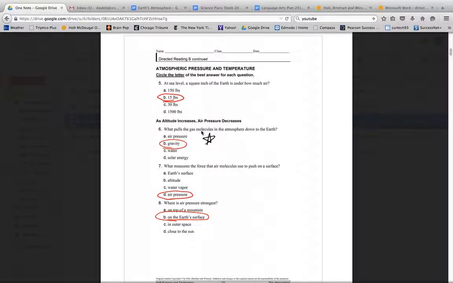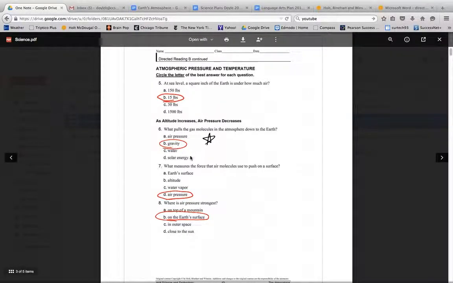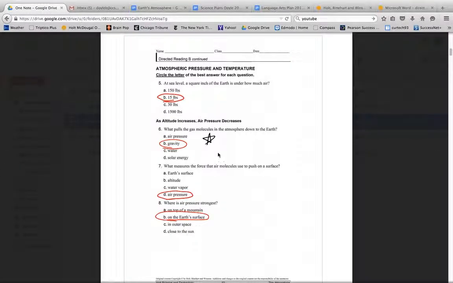Six, what pulls the gas molecules in the atmosphere down to Earth? Gravity. So the same thing that holds us on Earth and keeps us from floating away into space is the same force that holds the atmosphere close to Earth, gravity. Seven, what measures the force that air molecules use to push on a surface? We call that air pressure.